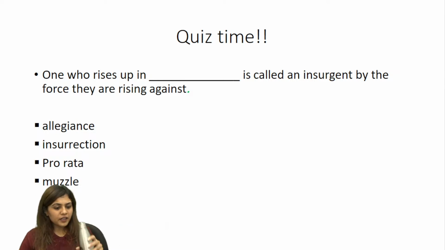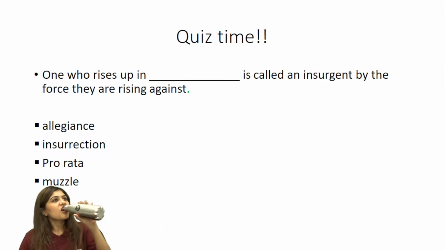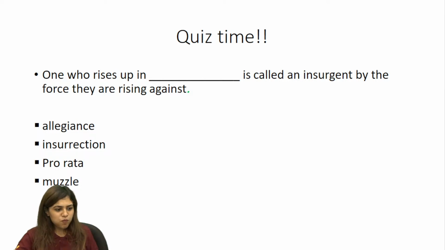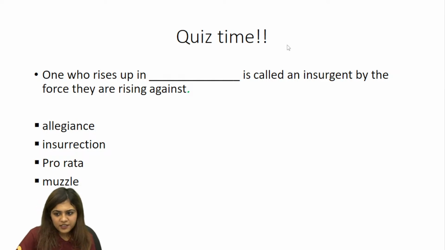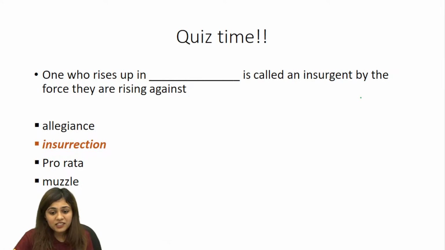Or can it be insurrection? Or pro rata? Or muzzle? What do you think should be the answer? The answer, I think you must have caught upon the hint, which is insurgent. The answer is insurrection, right?